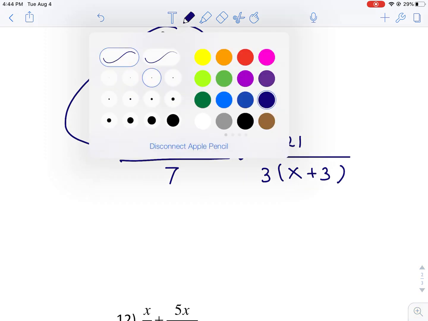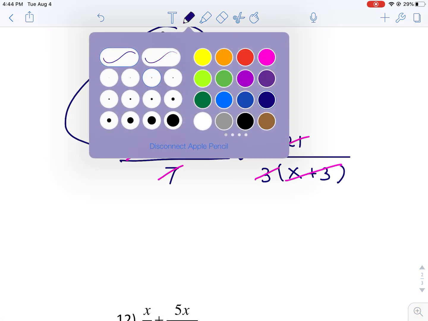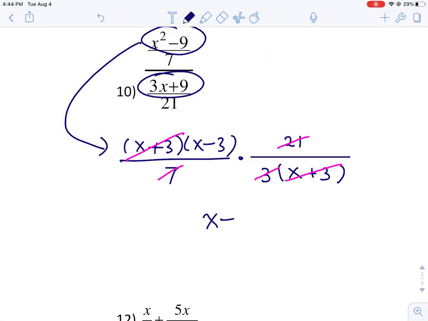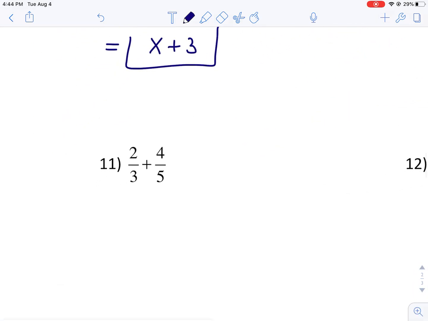Of course, now I want to cancel. That's the funnest part of math, isn't it? You can knock out the x plus 3s. How about 7 and 3? That's 21. That cancels with that 21. And holy cow, at the end of this, what's the only thing left? The x minus 3. Circle it. Bang. Hey, 2 problems to go.